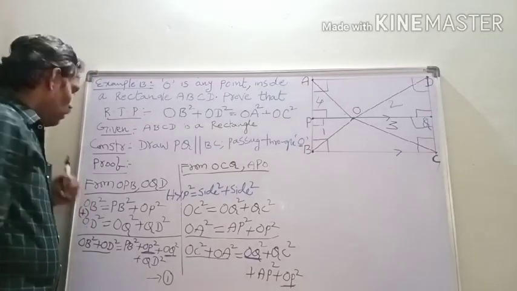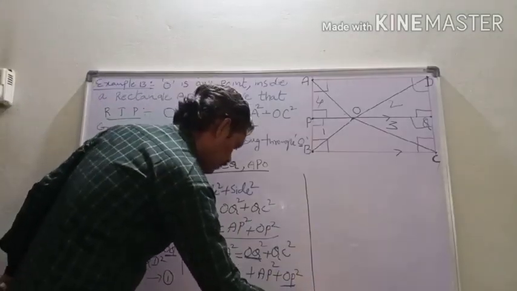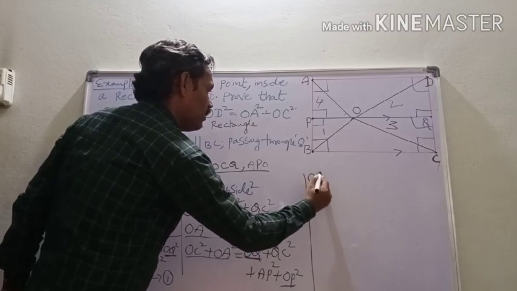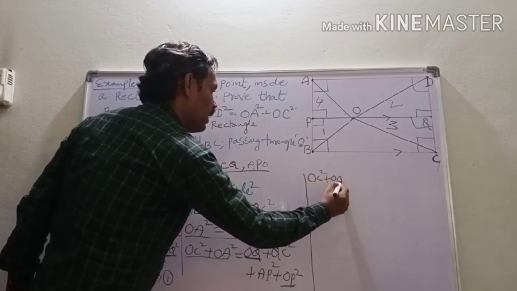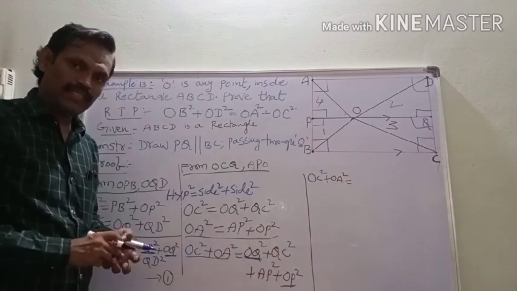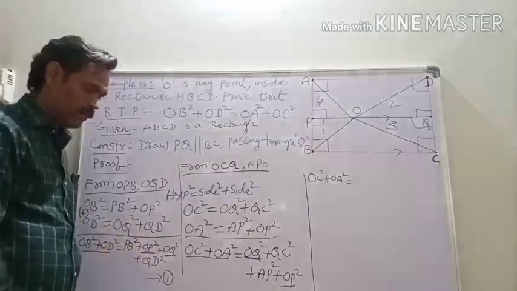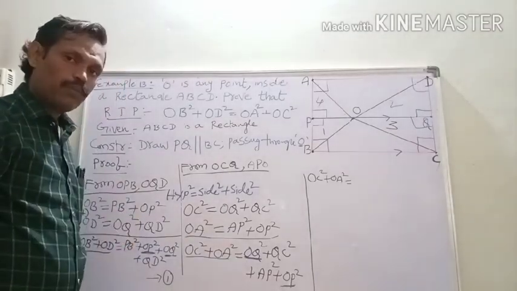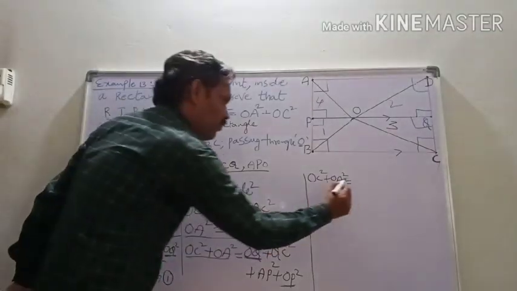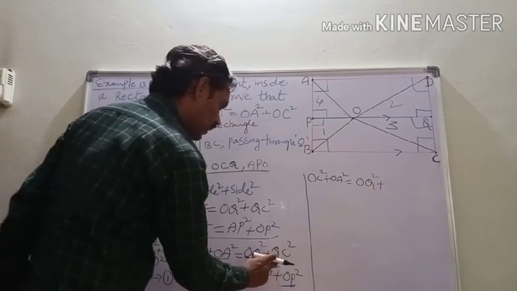So, according to the figure, OC square plus OA square is equal to the following. I can take OQ square as it is. Why? Because here also we have OQ square. That's why I will keep OQ square as it is. Therefore, OQ square plus here QC square.